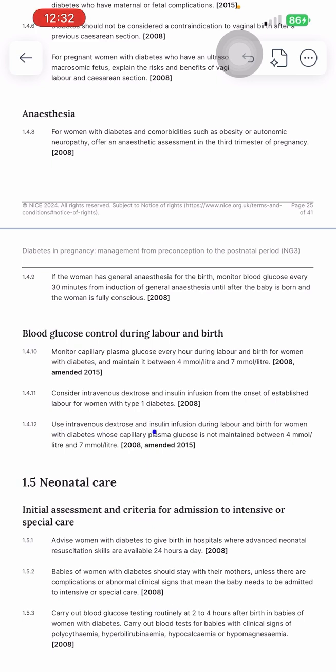Use IV dextrose and insulin infusion during labor and birth for women with diabetes whose capillary blood glucose is not maintained between 4 to 7 millimole. So in type 1 diabetes mellitus, once the patient is in established labor, you have to start her on IV dextrose along with insulin infusion. On one hand the insulin infusion is going on and on the other hand dextrose, so you have to balance between these.